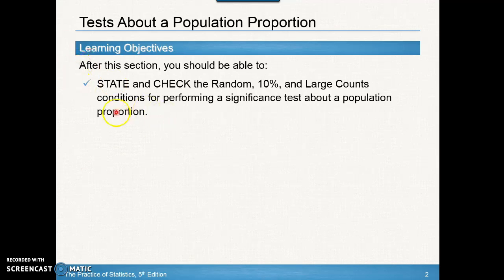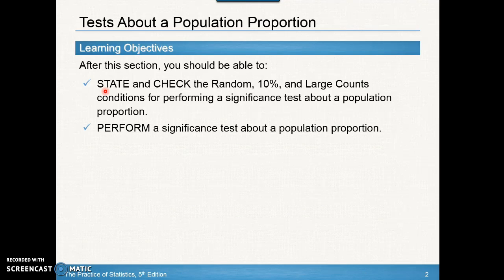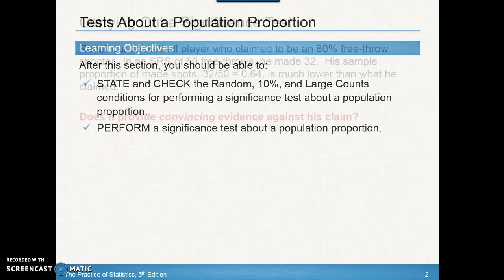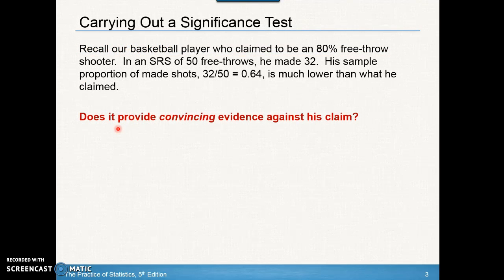All right, so in this section, once again, we're going to be back to stating and checking your 10% condition, large counts condition, and basically taking a look at our assumptions and conditions to make sure our data in our population is approximately normally distributed. We're going to learn how to actually perform a test about a population proportion. So just two little things.